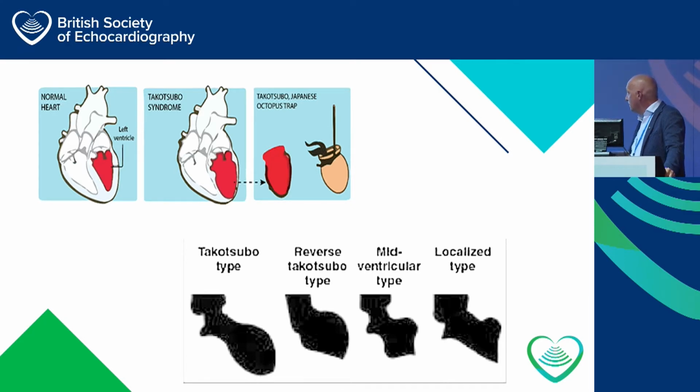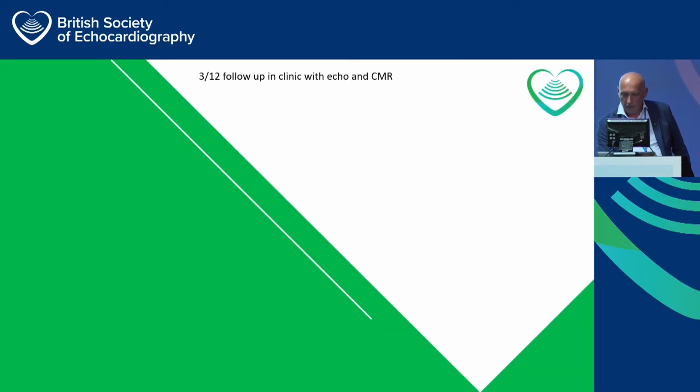You've also got the mid-ventricular type where it just affects the middle segments. And you've also got localized, because it can be regional and can throw you out when you look at regional wall motion abnormality in Takotsubo. So that's a very simple case that shows all of that.